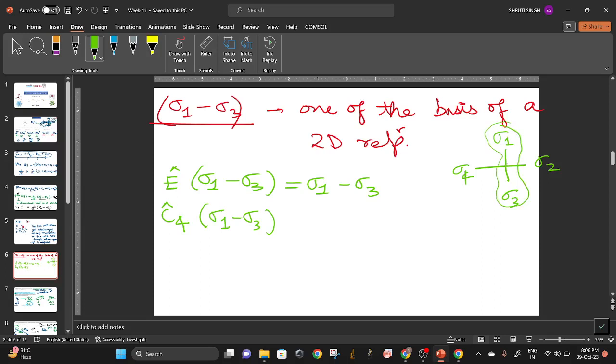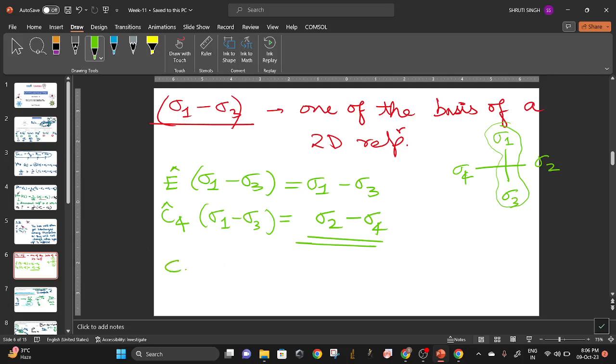When I apply C4, what will happen? Sigma 1 becomes sigma 2, and sigma 3 becomes sigma 4. So it will be sigma 2 minus sigma 4, right? So this is a new basis. This can be our new basis, but we cannot be sure until we apply all the operations.